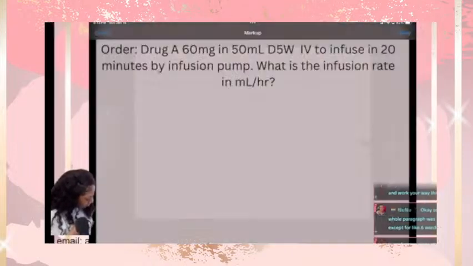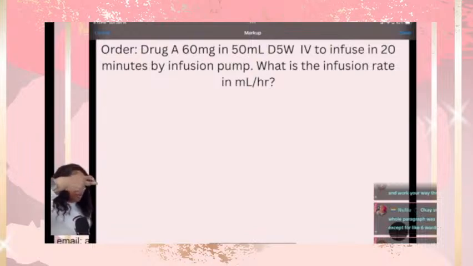We done started with some reconstitution. That was 2 for you, Cassie. I get 2 for you. All right. Order: drug A, 60 milligrams in 50 milliliters of D5W IV to infuse in 20 minutes by IV infusion pump. What is the infusion rate in milliliters per hour?